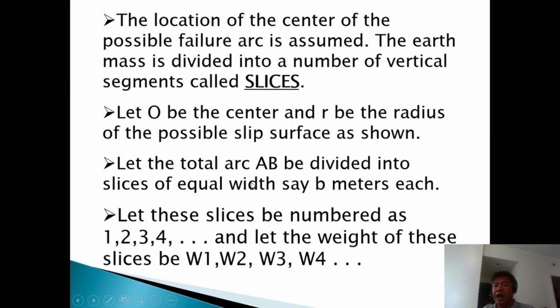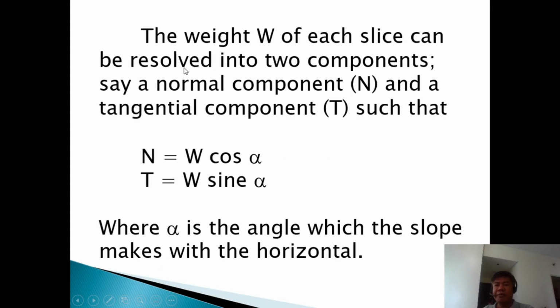Let the total arc AB, the whole arc, be divided into slices of equal width. Let us consider B as our designation for the width, in meters. It should be divided equally. The slices will be numbered 1, 2, 3, 4, 5, and so on, and let the weight of the slices be W1, W2, W3, W4, and so on. It's very simple, as you can see.